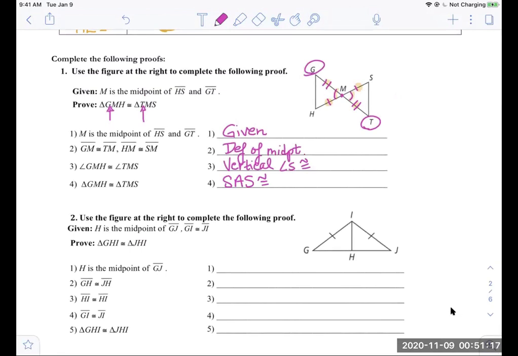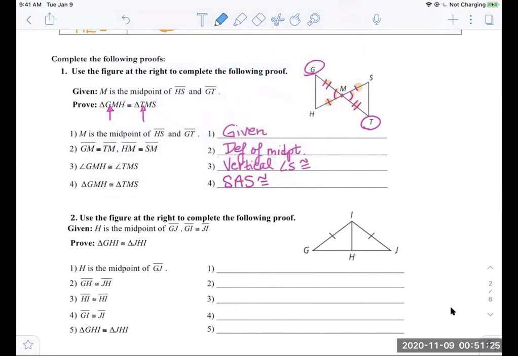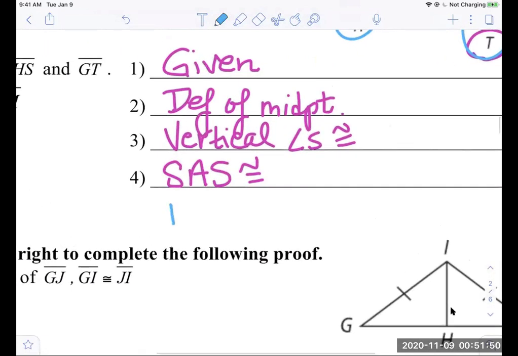Now, suppose that instead of stopping with the triangles being congruent, suppose that I had made the proof that I wanted you to determine that segment GH is congruent to segment TS. Okay, GH over here and TS over here. So in that case, after you prove the triangles congruent, you'd have one more step, and the reason would be, well, because the triangles are congruent, the parts are congruent, right? The corresponding parts. That is the definition of congruent triangles. It's what it means for the triangles to be congruent.